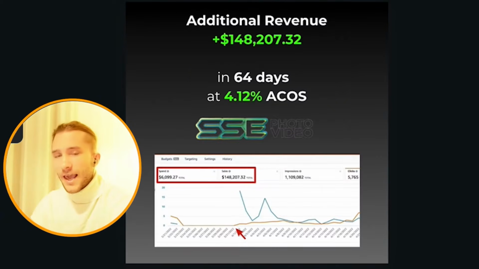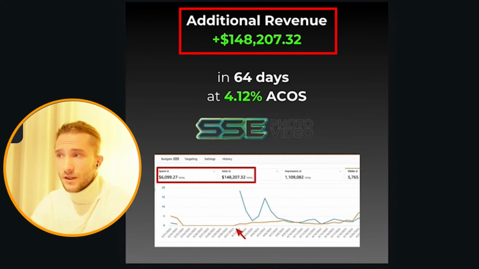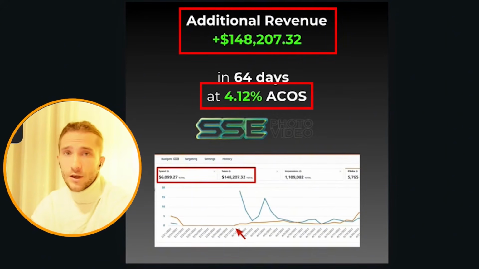This is another case study of an account under management. We were able to generate an additional $150,000 in revenue at a 4.12% ACOS for SSE photo and video.